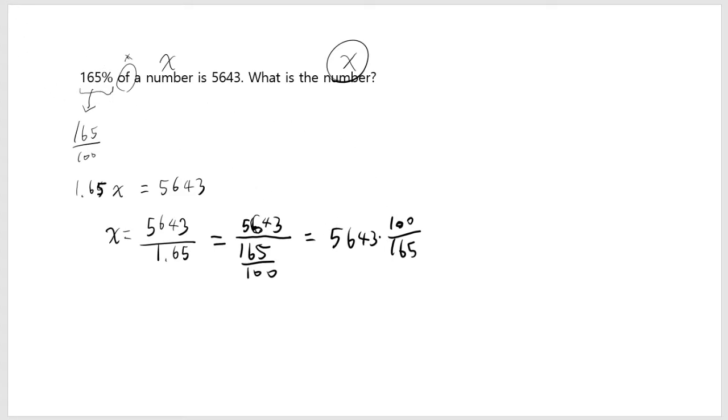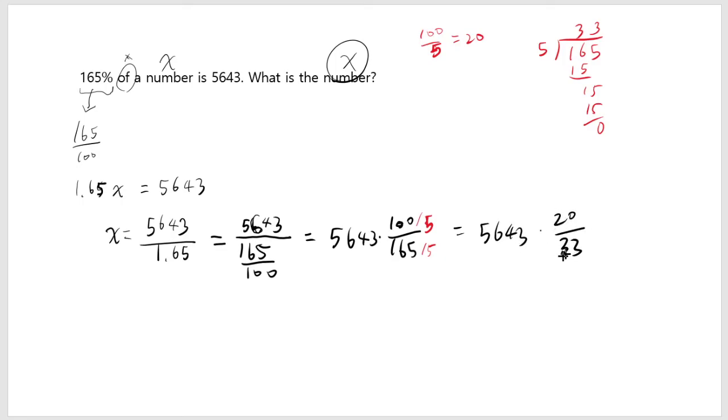So we're going to divide top and bottom by 5. 100 divided by 5 is 20, because 5 times 2 is 10. And then to do 165 divided by 5, that will require some long division. 5 times 3 is 15. Then you get 15 as the remainder. 5 times 3 is 15, so 33 is what you get. Okay, so that's going to give you that this is equal to 5643 times 20 over 33.